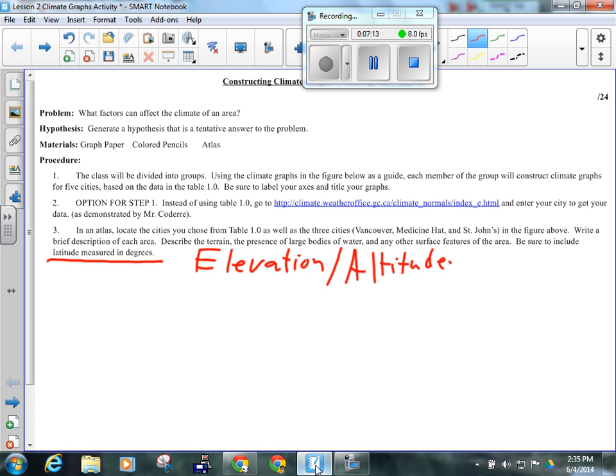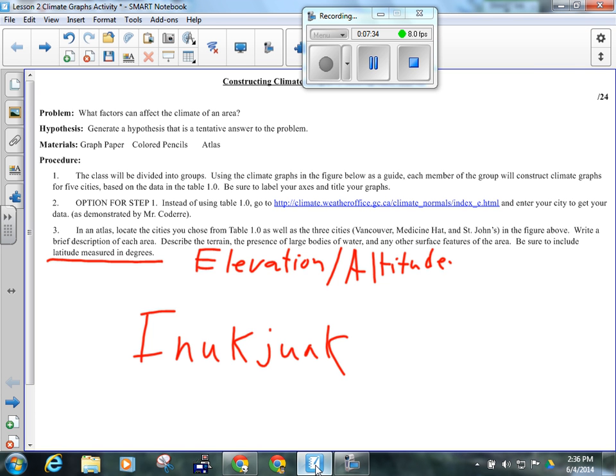So you have to spell it like that, Inukjuk, and then you'll get the right place on Wikipedia there. So just when you're looking for that one, if you're responsible for that city, that's what you've got to do.